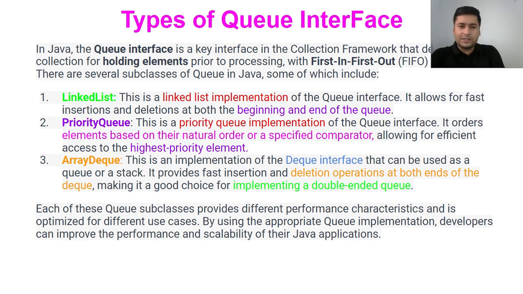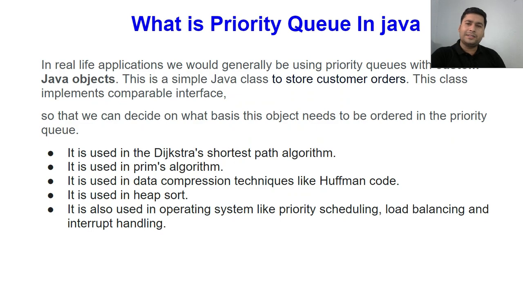Okay, let's go and understand what a priority queue is in Java. If I talk about real-life applications, we would generally use a priority queue. So generally we are using the priority queue with these Java objects. Okay, let me see what we have written here.